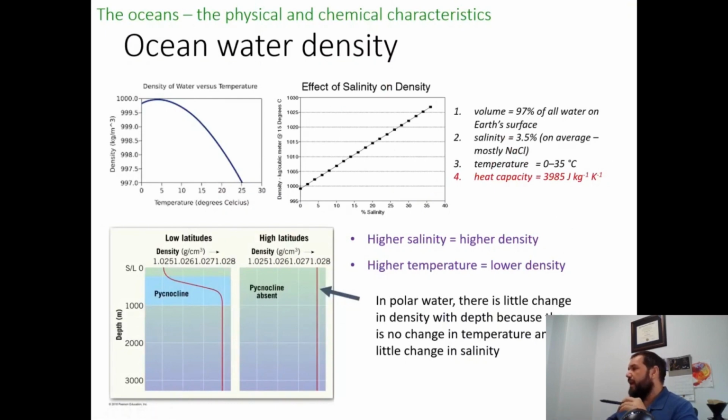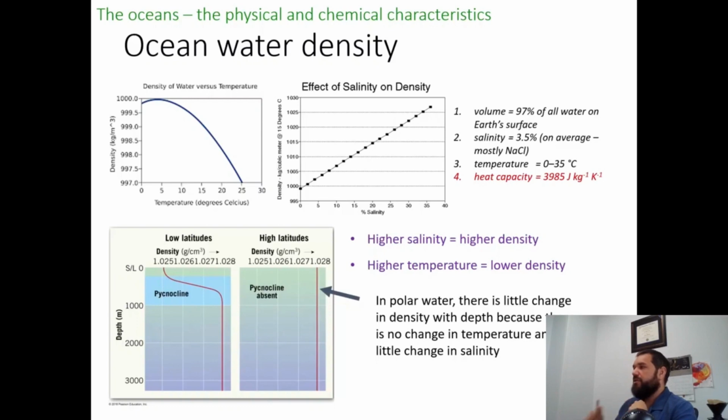Okay. Now, again, we're going to look at how density changes with depth. So how does density of ocean water change with depth? Well, that we call the pycnocline. So we have a halocline, that's salinity with depth. We have the thermocline, that's temperature with depth. And third, we have a pycnocline, that is density changes with depth.